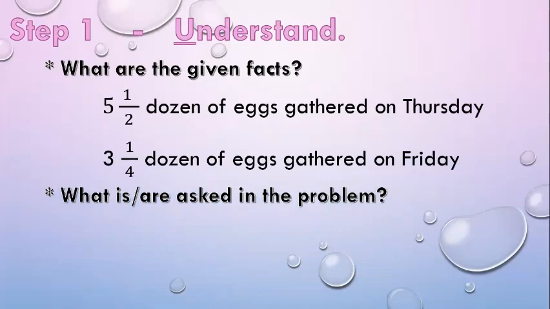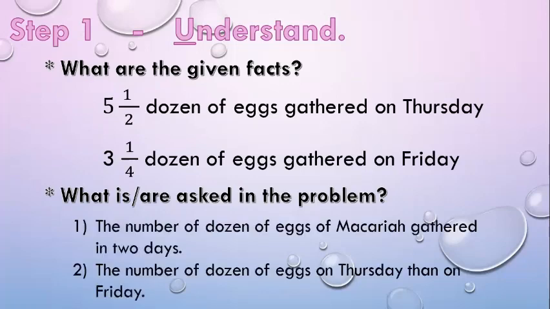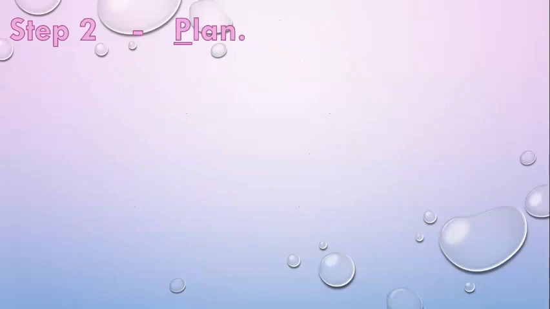So in this problem, two are being asked. The first is the number of dozens of eggs Macaria gathered in 2 days. And the other question is the number of dozens of eggs on Thursday than on Friday. Take note, there are two asked in the problem. Okay, let's proceed to step 2.